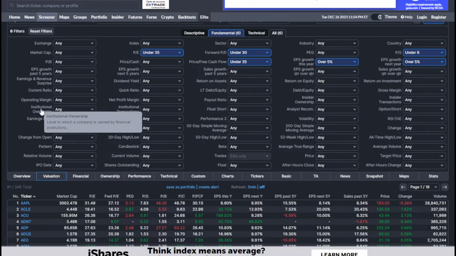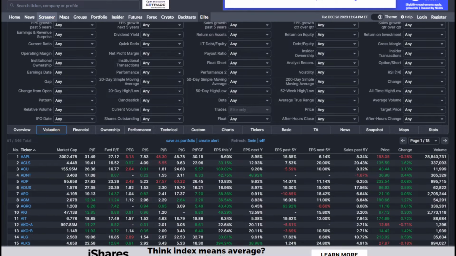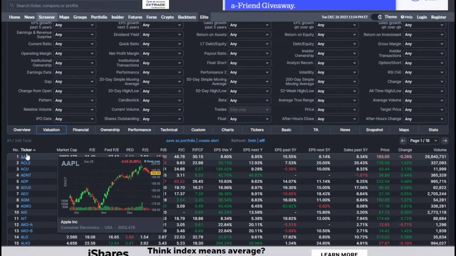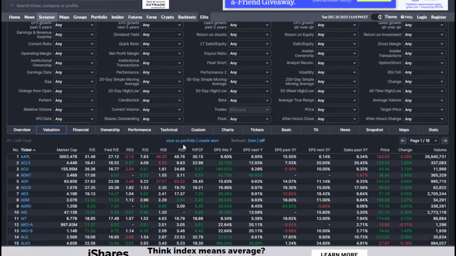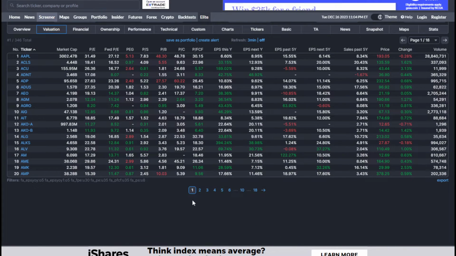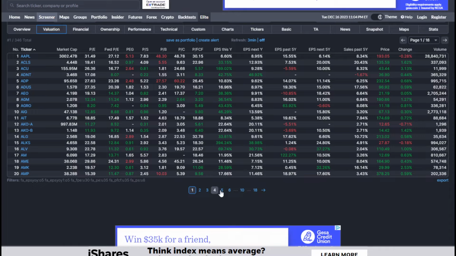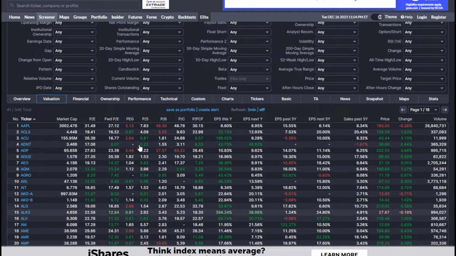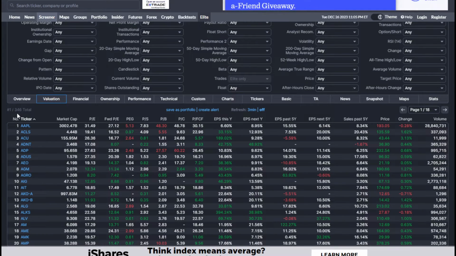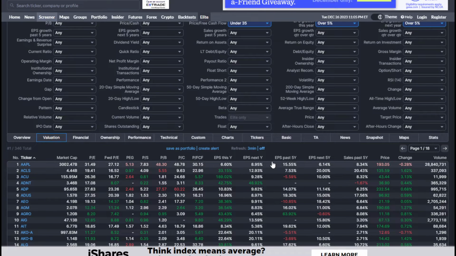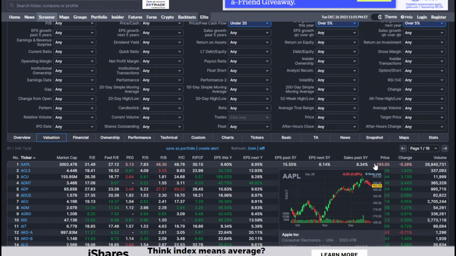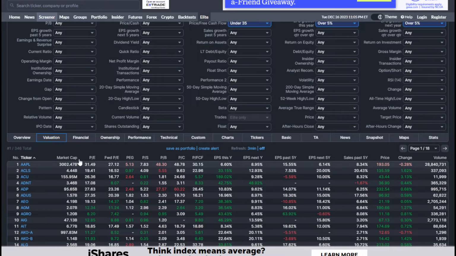Lots of banners because it's free. Lots of advertisements. Okay. So now Apple's number 1 on our list here. It's all alphabetical. It goes up to 346. You've got all these different pages you can go through, over 18 pages. But we're getting down there, 346 now. So let's take a look at the, I don't care so much about the past. So that's pretty much all the screeners I want to use for valuation.